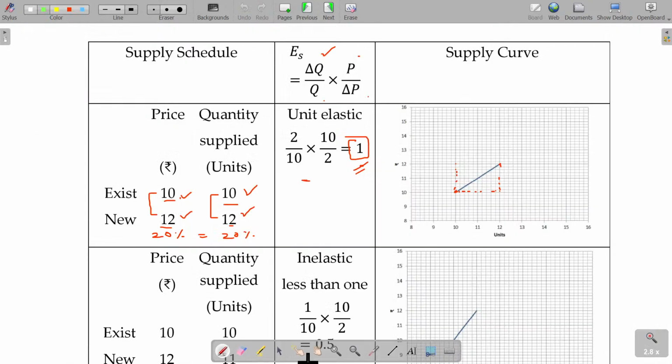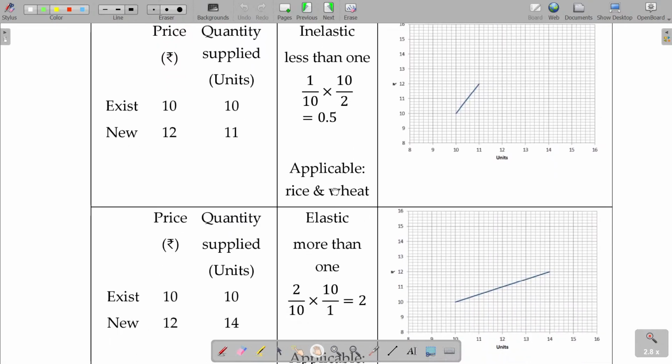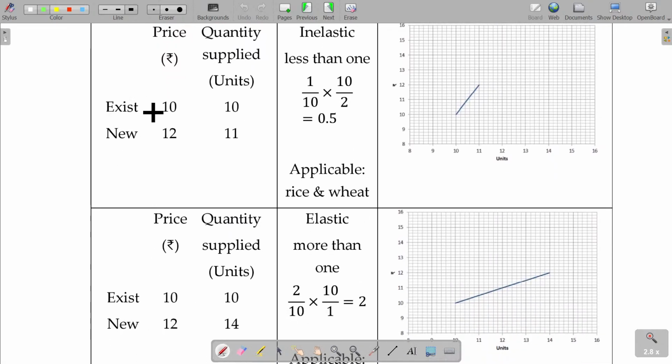And in case the change in price is almost 20 percentage from 10 to 12. What's the change? 20 percentage. Isn't it? 2 by 10, 20% change happens. But quantity supplied goes only from 10 to 11, a 10% change. Price change is higher and the quantity supplied is changing slowly. Then it means less than 1. Inelastic, less than 1. Okay. The answer being 10 by 20, which is equal to 50 percentage. That applicable for rice and wheat will not be, it's an error, just cancel that in the questions.